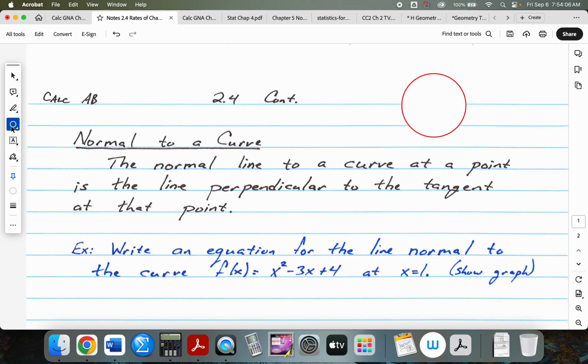you don't need to draw this if you don't want. The tangent line at a point is like that, right? So that's your tangent line. Your normal line is like this. I missed it slightly, but it's perpendicular to the tangent line at the point where it touches the circle.